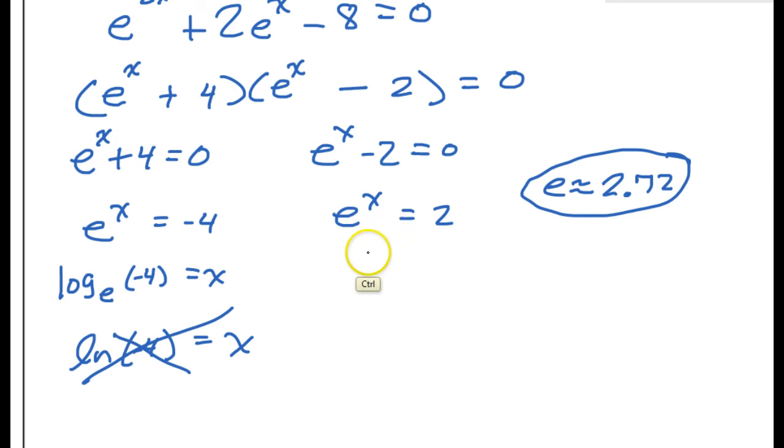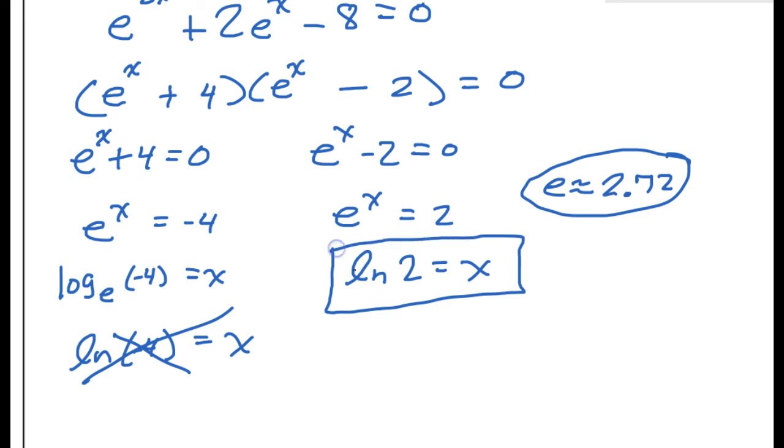Meanwhile, this one on the right-hand side, we could do the natural log of 2 is equal to x. And this is fine. So without a graphing calculator, without a scientific calculator, this is as far as we can go, and that's what you would put as your answer. Somebody that does have a calculator, can you go ahead and give me a decimal, 4 decimal places? 0.6931.